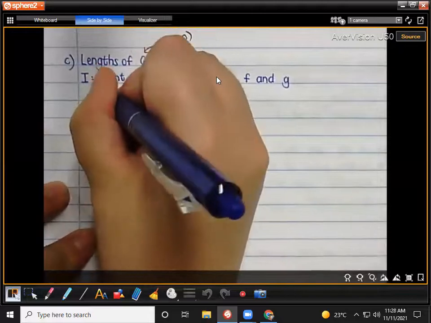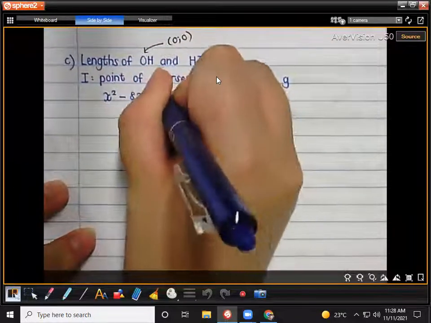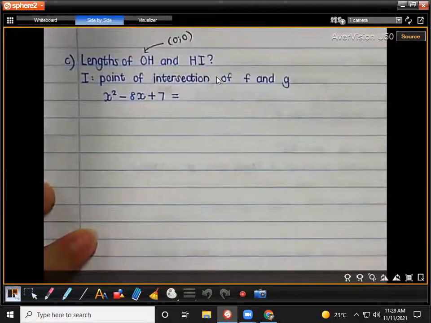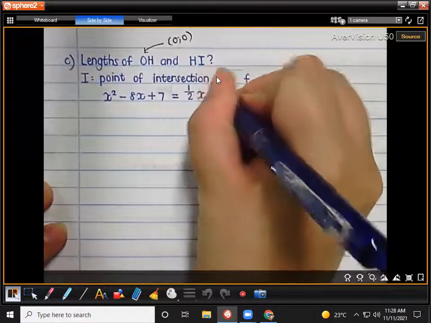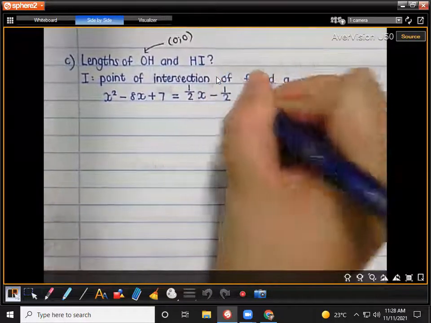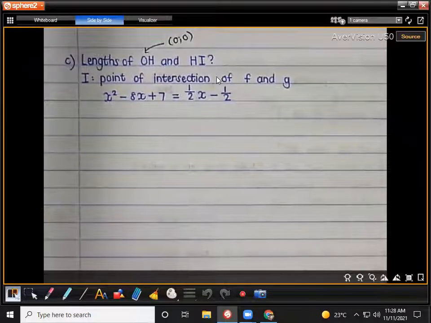So I'm going to write the equation of F. It's x squared minus 8x plus 7. I'm going to make it equal to the equation of G, which is a half x minus a half. Guys, what type of equation is this? Yes, but then further than that, it's a quadratic. What do I need to do when I have a quadratic equation? Everything on the one side equal to 0.